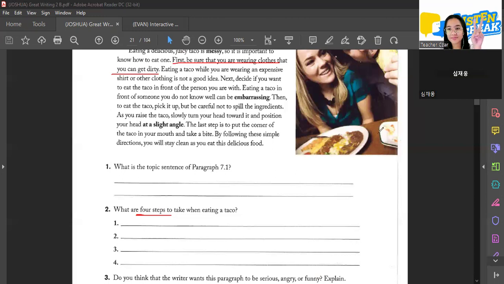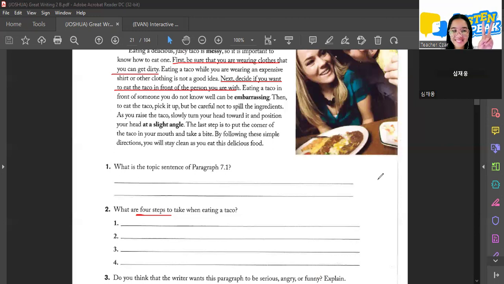Next, decide if you want to eat a taco in front of you or with someone. Okay, great. So you need to decide, okay, which person are you going to eat with? Okay, next one.